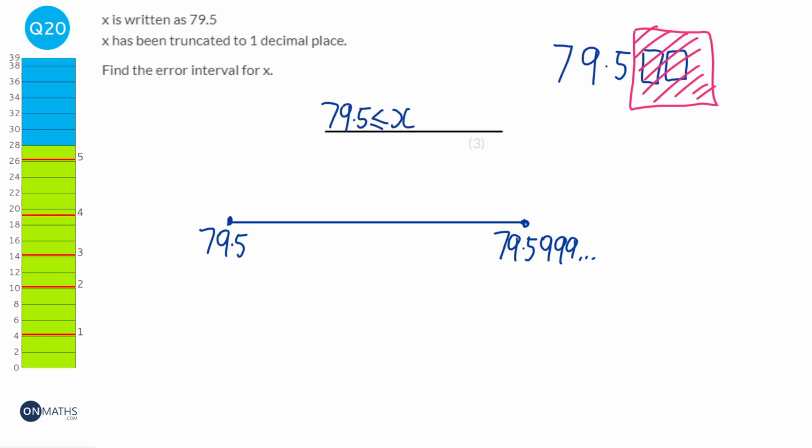But we're looking at any number that is less than 79.6. So any number that's less than 79.6. If it was 79.6, then when we cut it off, it would show as 79.6.